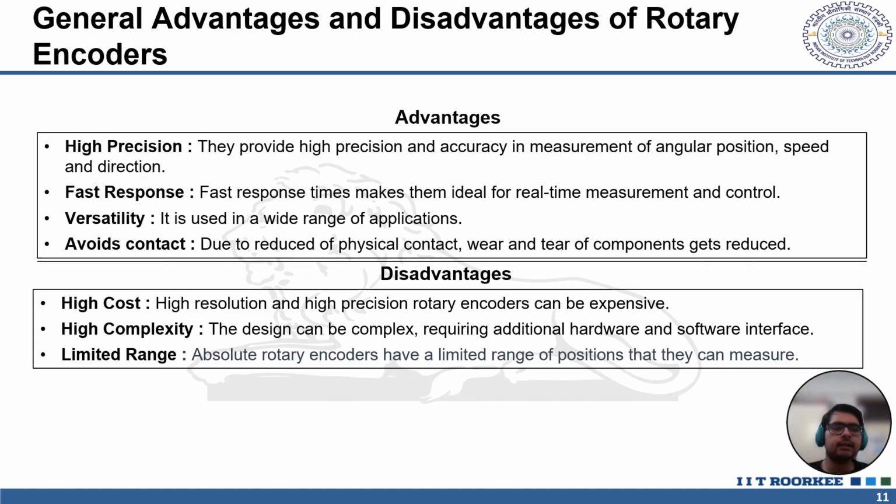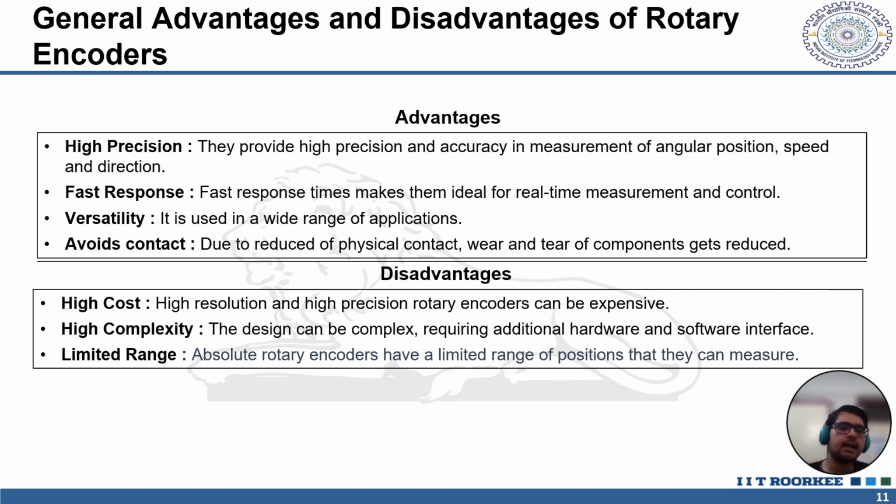Now let us summarize the general advantages and disadvantages of rotary encoders. In advantages, we see that rotary encoders provide high resolution, high precision, and high accuracy in measurement of angular position, speed, and direction. A fast response time makes them ideal for real-time measurement and control. It is a versatile device with a wide range of applications. Also, they are durable and reliable. And we notice that physical contact is absent between the sensor and the encoder, reducing the wear and tear of components and extending the life of the encoder.